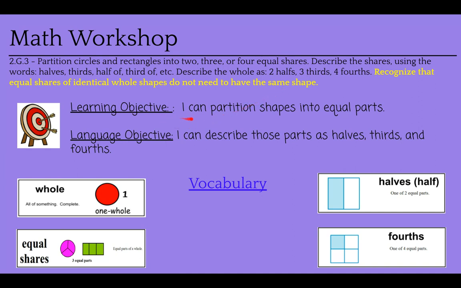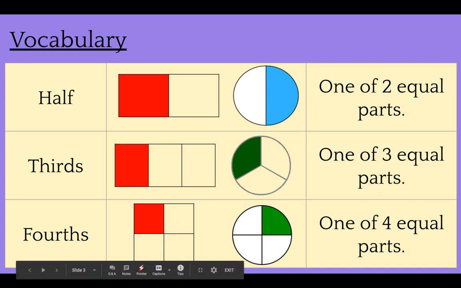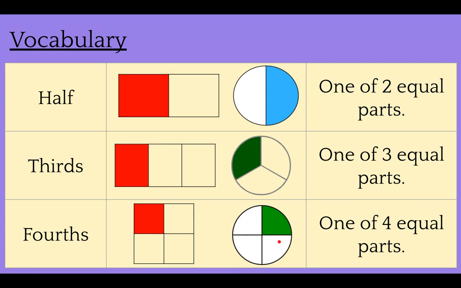Your learning objective is that I can partition shapes into equal parts. Your language objective is I can describe those parts as halves, thirds, and fourths. We're going to continue talking about half is one of 2 halves. So if it's partitioned into 2 parts, that's halves, and a half is one of the 2 parts. Thirds is 3 equal parts, and a third is one of those 3 equal parts. Fourths is 4 equal parts, and a fourth is one of those 4 parts.